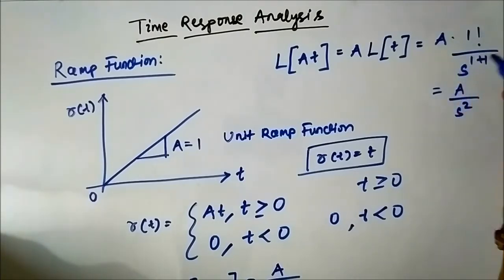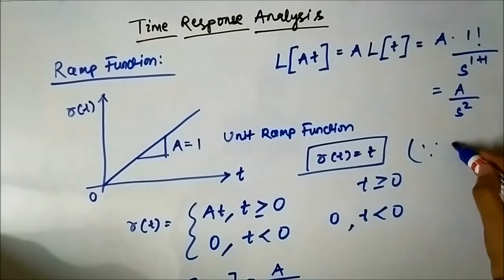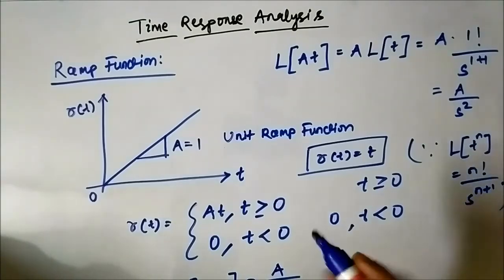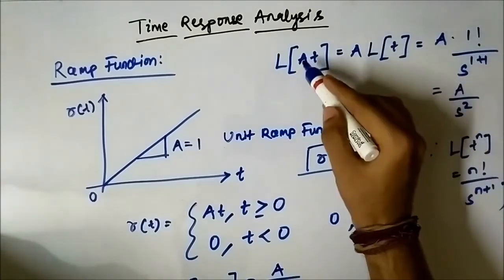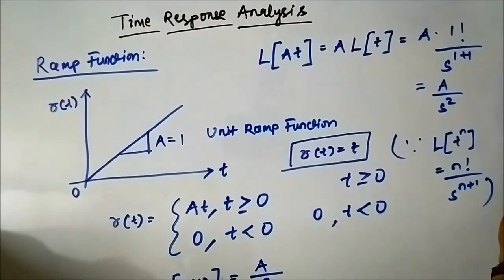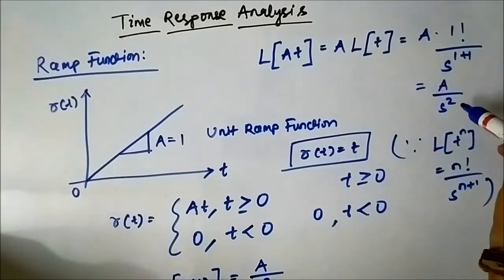The formula we are using again is that the Laplace transform of t to the power n is equal to n factorial by S to the power n plus 1. Same. So the Laplace transform of the ramp function is equal to A by S square. So always remember, the Laplace transform of the ramp function is A by S square.